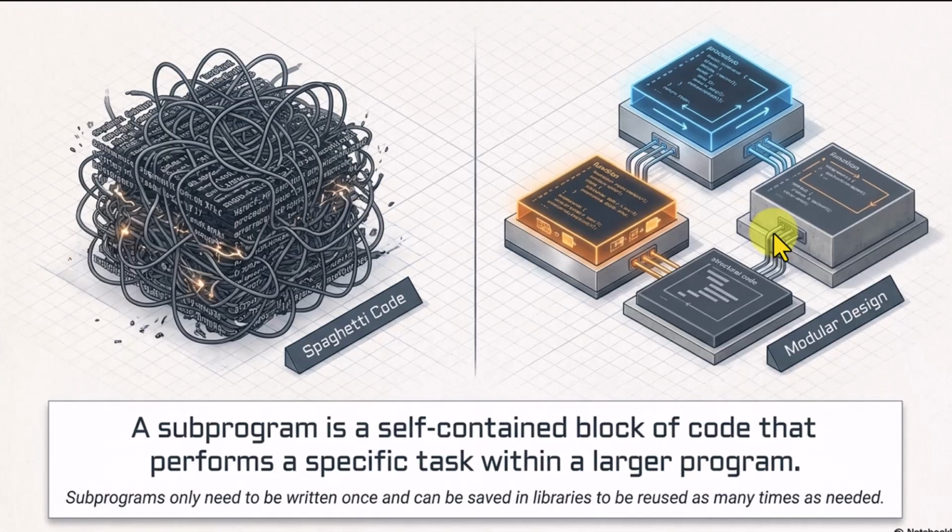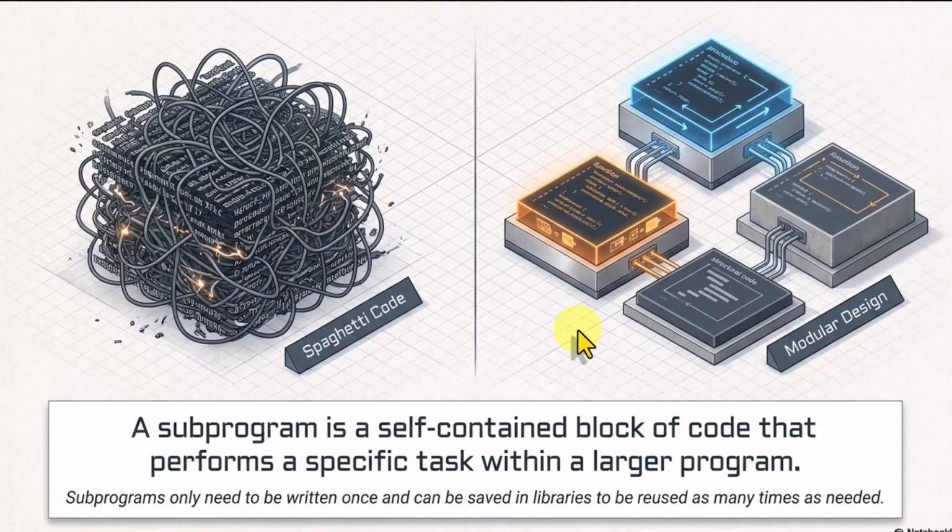See the first one, a subprogram. What is a subprogram? A subprogram is a self-contained block of code that performs a specific task within a larger program. So see, we can have a spaghetti code writing everything in the same file and in one block. Or we can do the decomposition, create modules, create different parts, okay? And write each code in its own specific place, okay? So that is modular design.